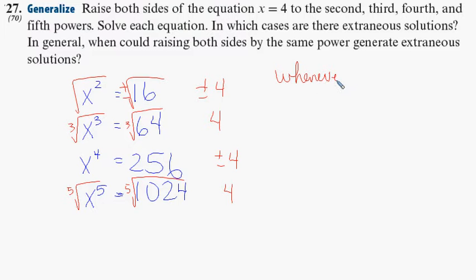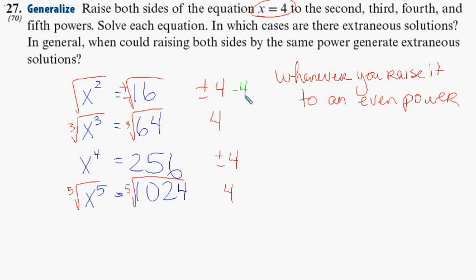Whenever you raise it to an even power. Now, let me just clarify. I think I may have skipped over something that could be kind of important. Notice that our original equation is x equals 4. All right, so our extraneous solution, for example, in this case right here, our extraneous solution is -4. Because if you plug -4 in up here, that is absolutely not a true statement. So that's why we consider that an extraneous solution.